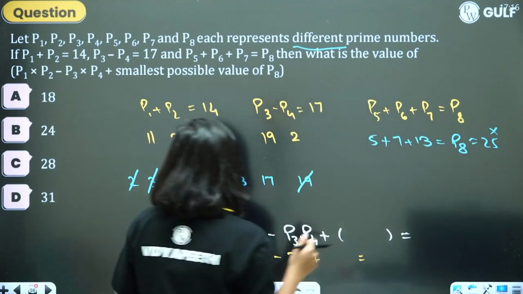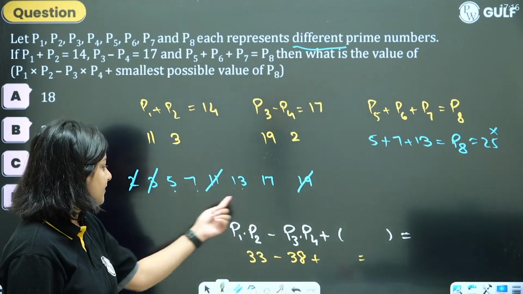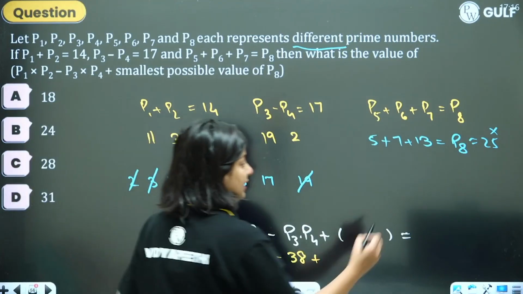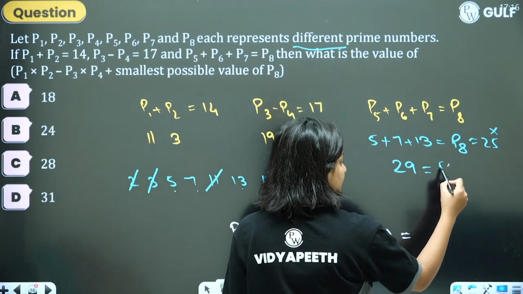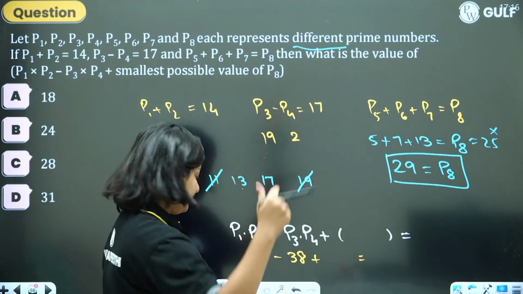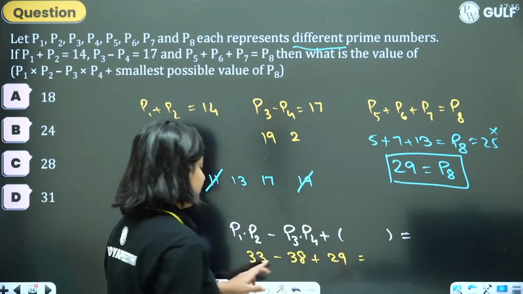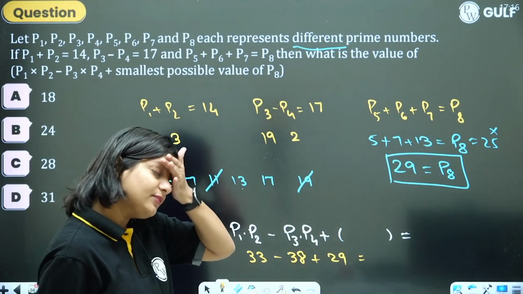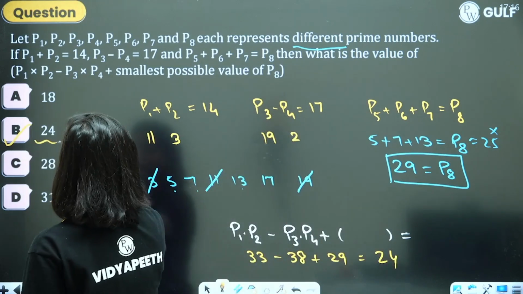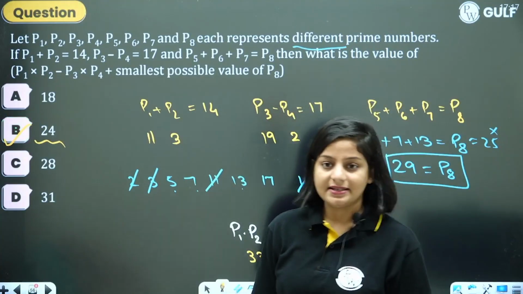तो अब क्या करें यार? 5, 7 and 17. No other option यार. 5 plus 7, 12. 12 plus 17, 27, 28, 29. This works. Can P8 be 29? If you all agree that 29 is a prime number, then put it here. 33 minus 38 minus 5 plus 29, 24. B. Very well done. B is the आंसर है बच्चों.